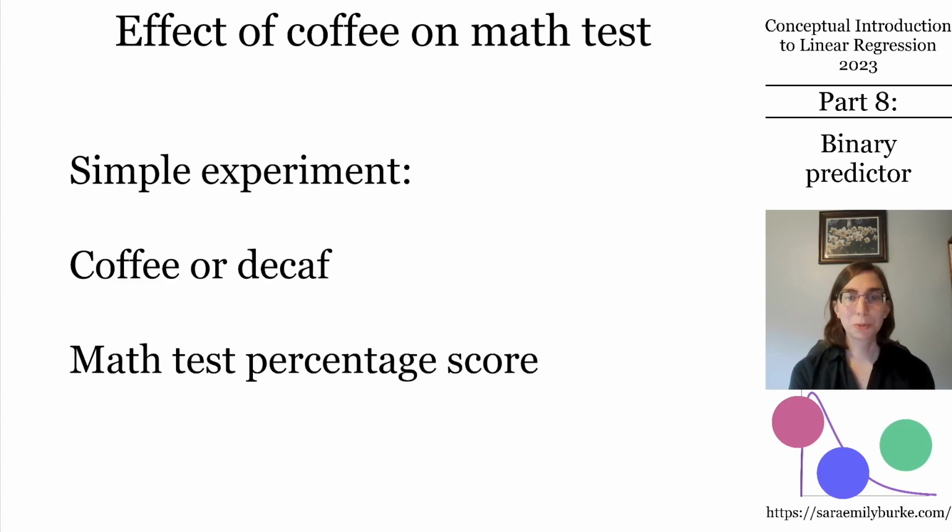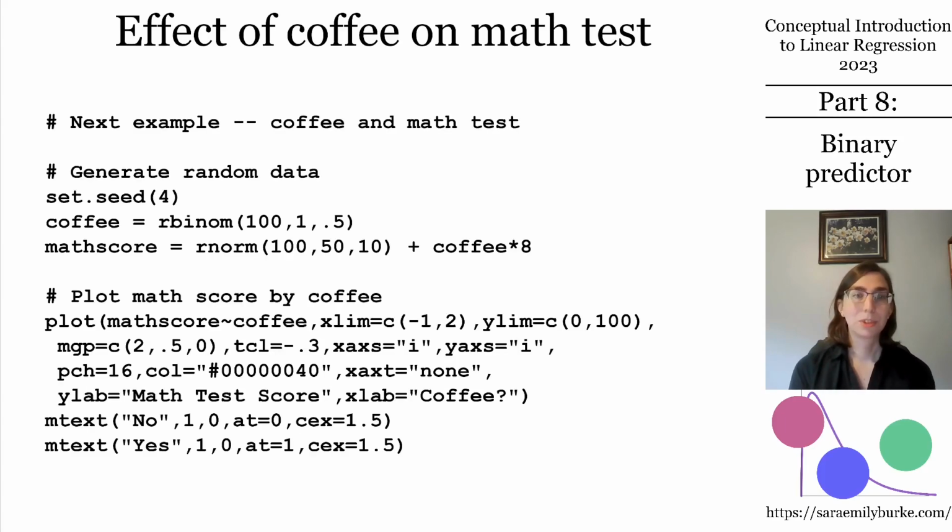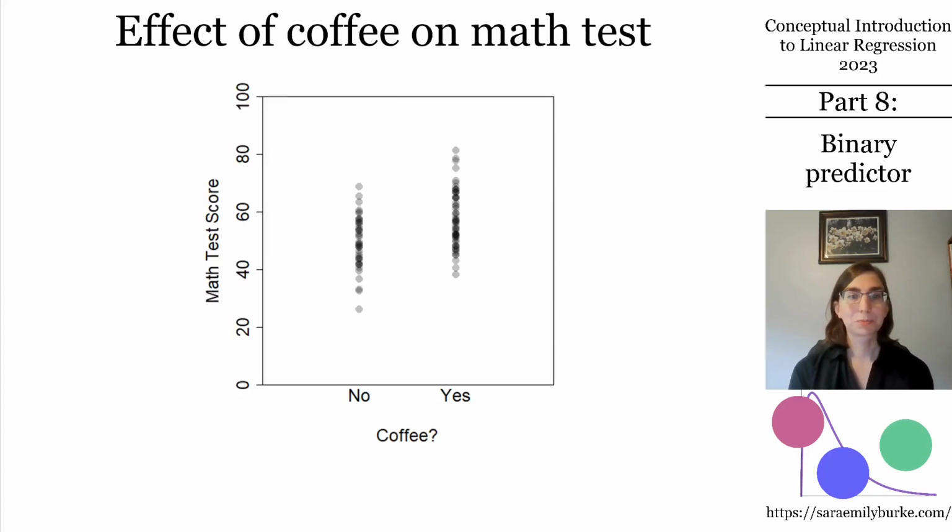Imagine I set up another simple experiment based on a math test like before, except this time people get a cup of coffee or a cup of decaf, and then they take a math test. There's no practice this time, just coffee. It's a binary manipulation. You either get the full caffeine content of the coffee, or you don't. As before, you can look at this code to generate and plot the hypothetical data if you're curious about it, but it's not the main focus of what I'm talking about.